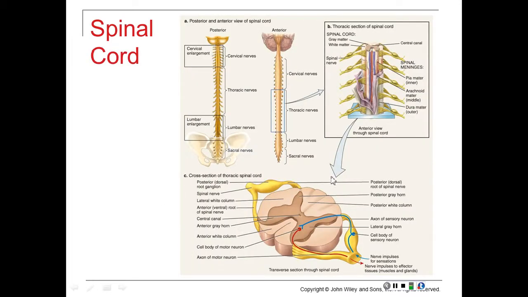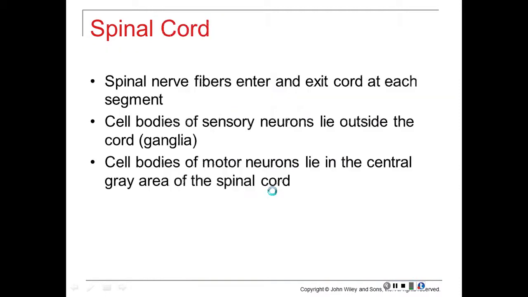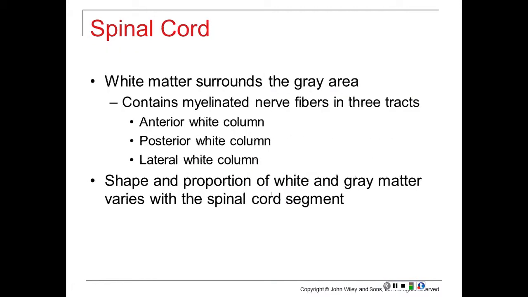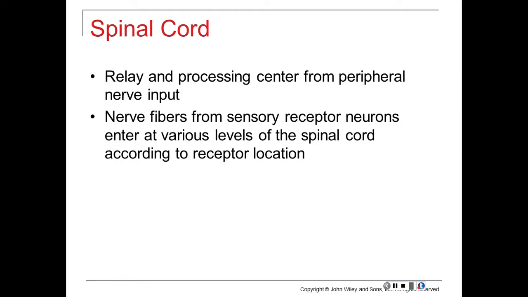So if you look back at this picture, remember this is called the dorsal root ganglion because it's on the back side of the spinal cord. So this would be the posterior white column, this would be the lateral white column, and this would be the anterior white column. This would be the other lateral white column. So, the shape and proportion of gray matter and white matter is going to vary with each spinal cord segment because there's a number of different functions for every spinal cord segment.